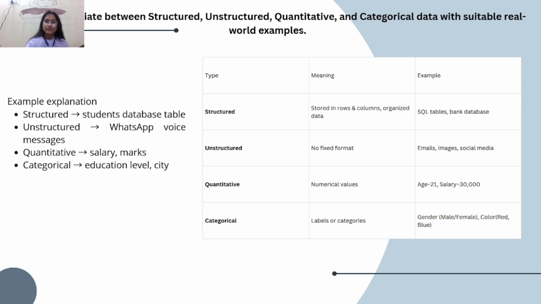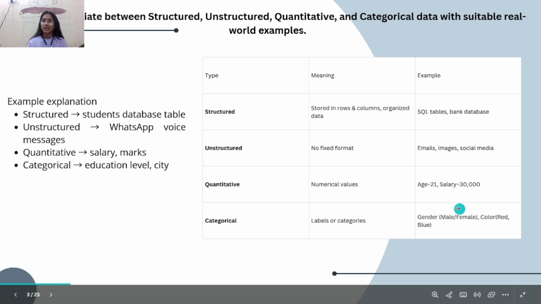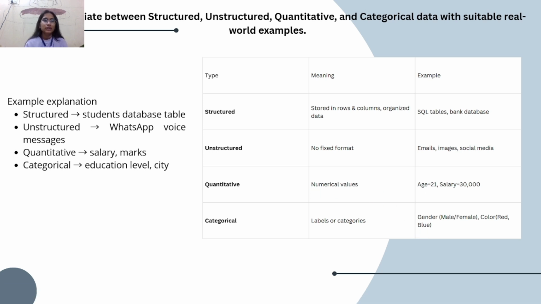We also have a table format answer for this question. Structured means stored in rows and columns, organized data, for example SQL and bank databases. Unstructured has no fixed format; email, images, and social media are all examples. Quantitative means numerical values like age and salary. Lastly, categorical means labels or categories like gender, or color such as red, blue, etc. These are the different data types present in the data science field.